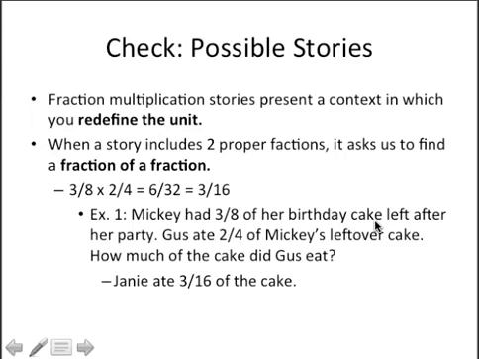Okay, here's one example. Mickey had 3/8 of her birthday cake left after her party. Gus ate 2/4 of Mickey's leftover cake. How much of the cake did Gus eat? Gus ate 3/16 of the cake.